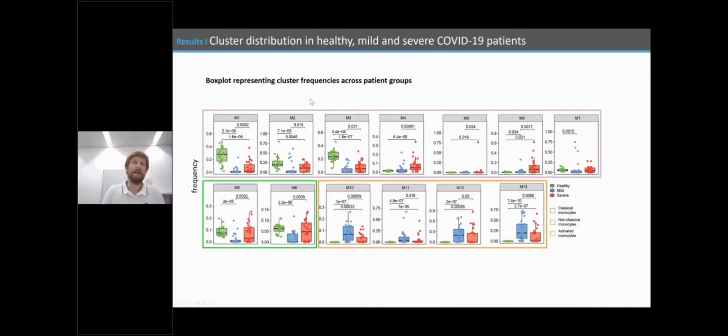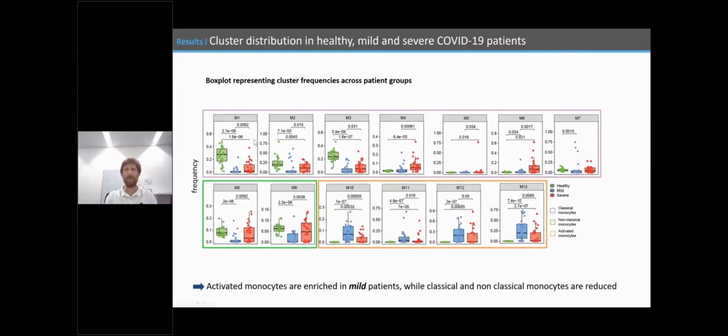So then we analyzed this more systematically using box plots which represent cluster frequencies across those patient groups. Now here on the top, you see the classical monocytes, here to the left, the non-classical monocytes, and here to the bottom right, you see the activated monocytes. And you can now see that for these activated monocytes, you have higher frequency for the patients with mild disease, while for the classical monocytes and here for the non-classical monocytes, you can see that their frequency is actually reduced for the patients with a mild disease.